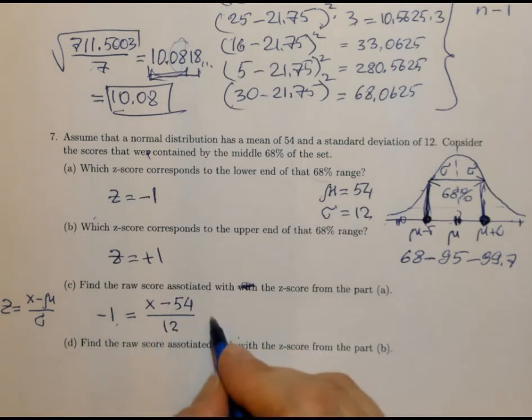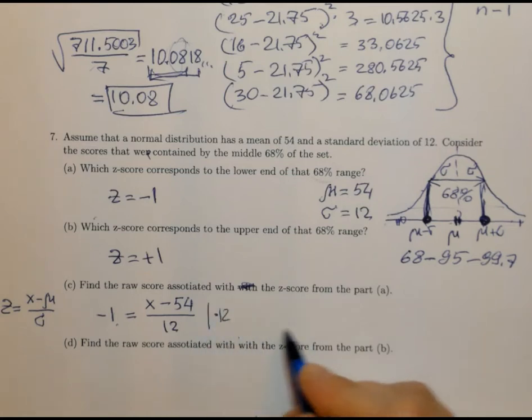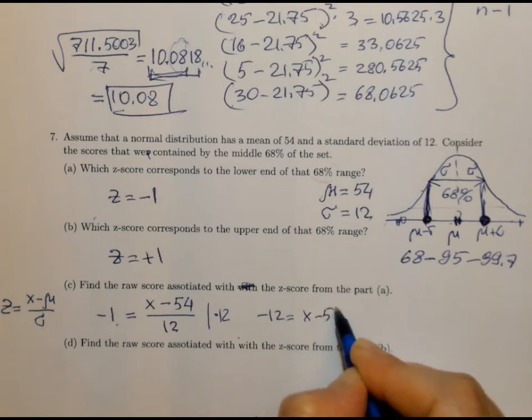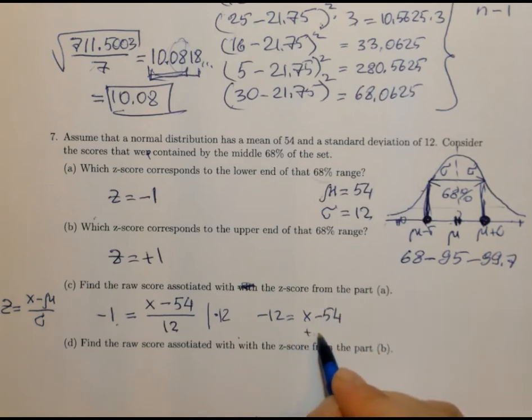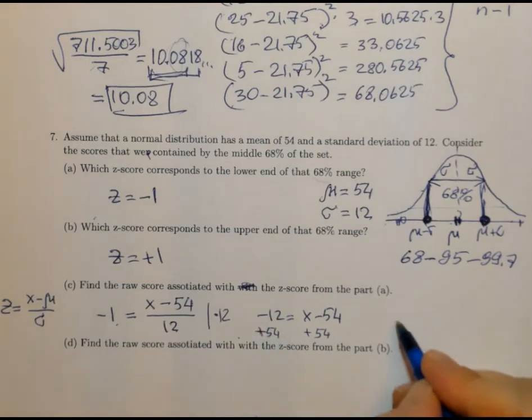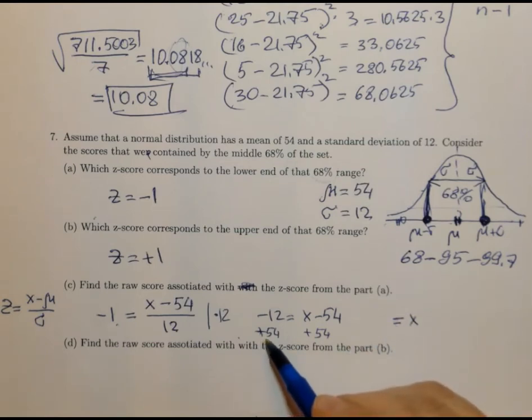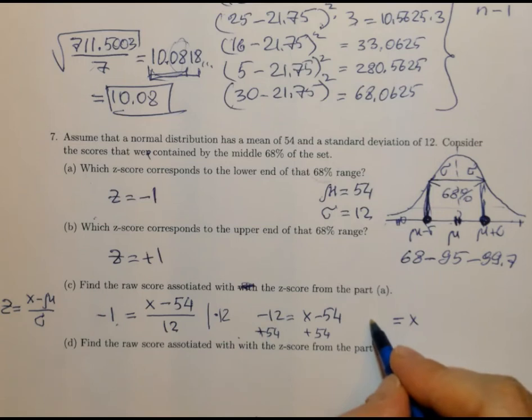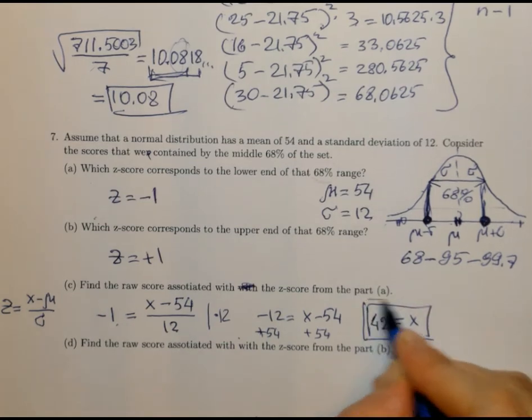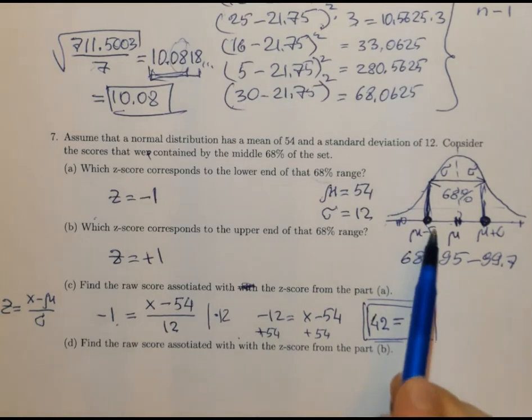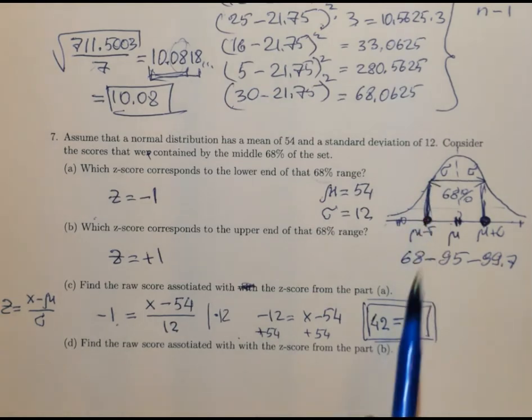So we multiply by 12. Negative 12 equals x minus 54. And we add 54 to the left and to the right, and we get x equals 54 minus 12, which is 42. This is the x score on the left, this point.